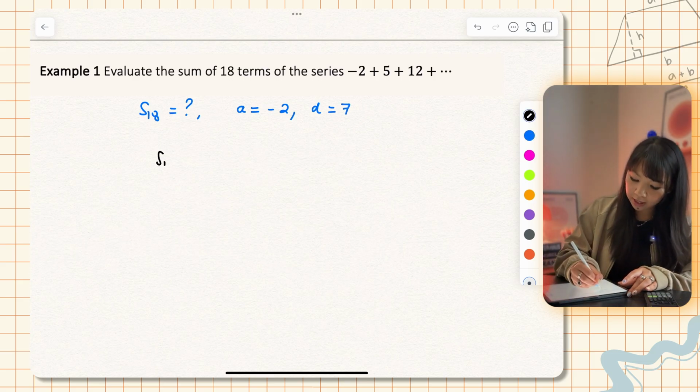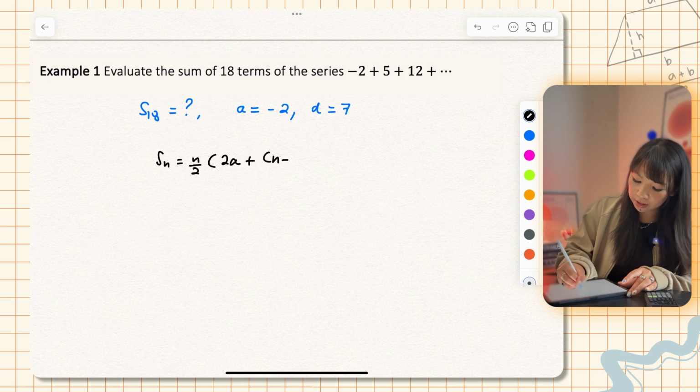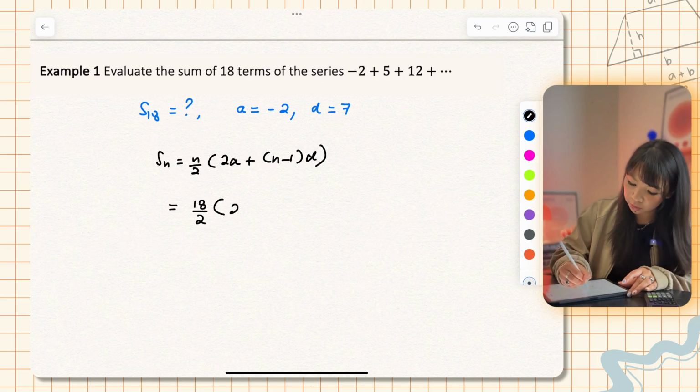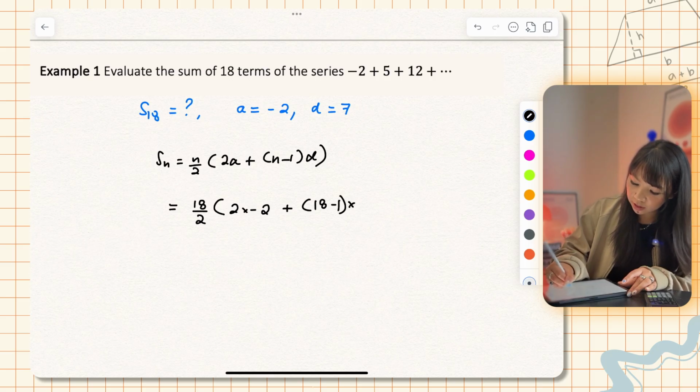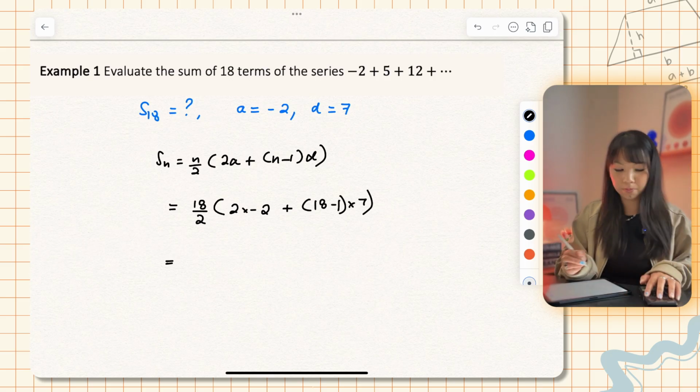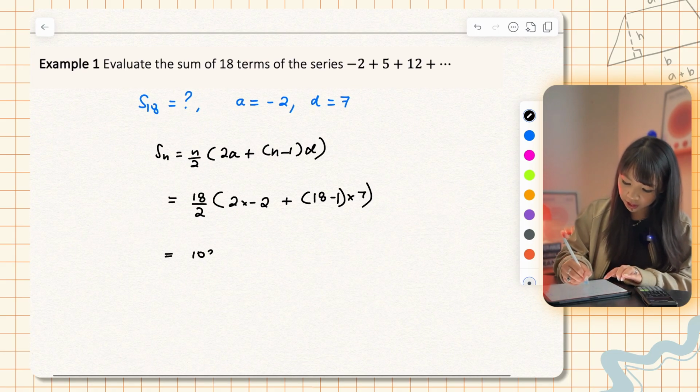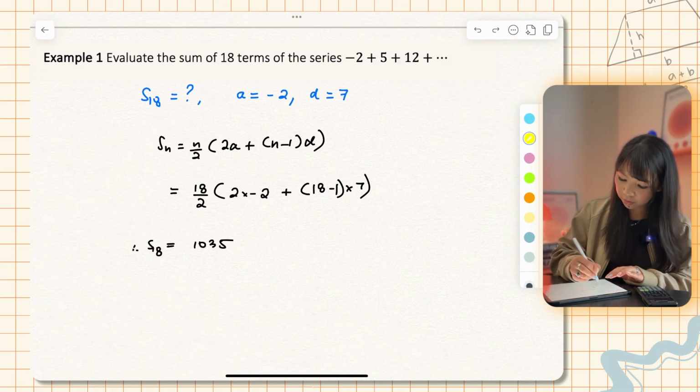If we plug that into our formula, Sn equals n over 2 times (2a plus (n minus 1)d), we get 18 over 2, because we're looking for 18 terms, times (2 times -2 plus 18 minus 1 times a common difference of 7). This gives us 1035.